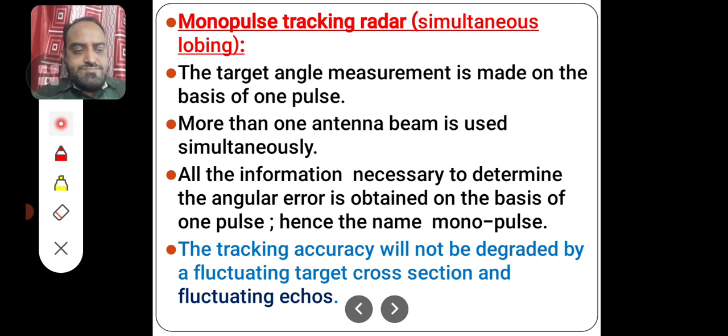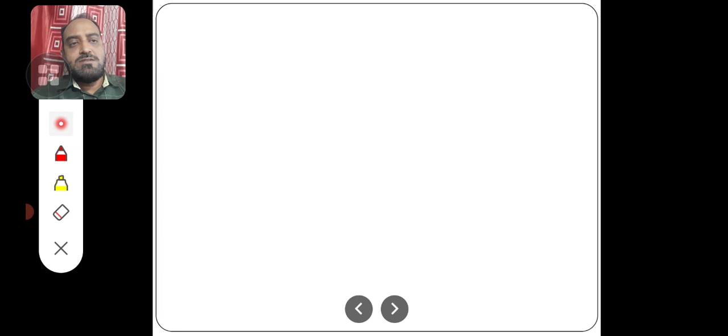And here, because in the previous cases, if in the first pulse of scanning I get some x amount of echo power, in the next pulse it will not be the same because of the fluctuations. That is where the radar gets confused and the detection accuracy goes down. Here we don't have that issue. In only one pulse you can get the tracking data, so that problem will not be here in this topic.